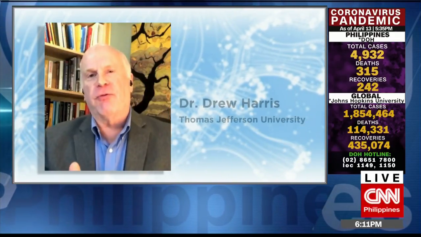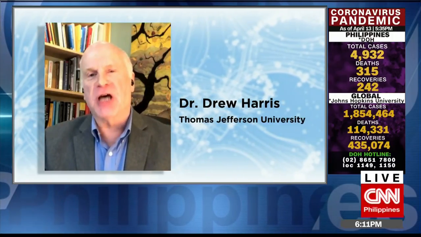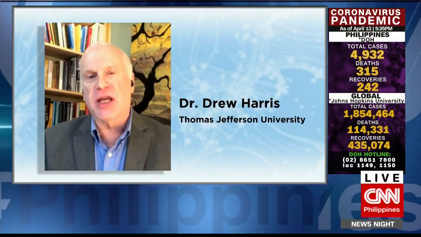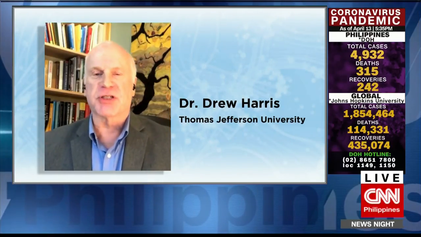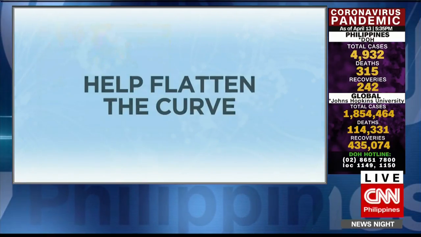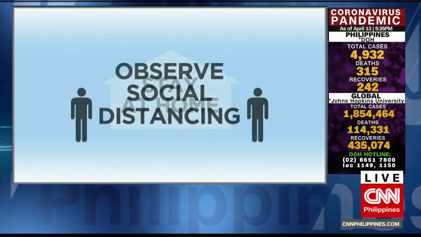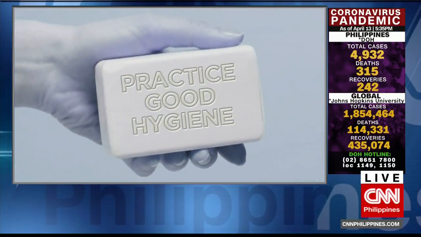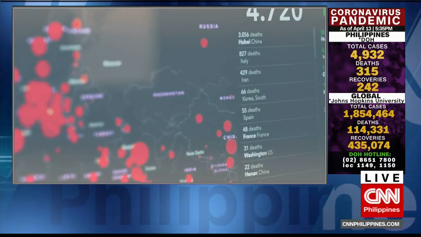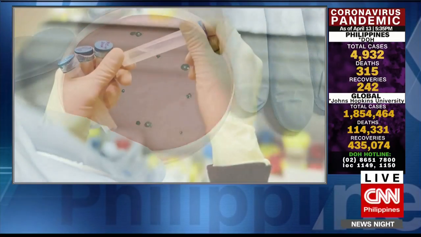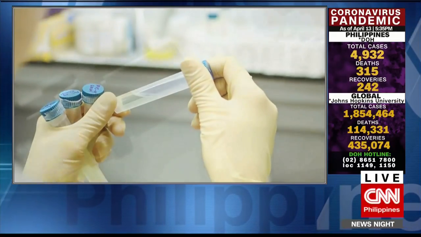The reason for flattening the curve is that it buys you time, and time is the most precious commodity that you can have so you can identify those who are sick with the disease. So yes, we do need to do our part to help flatten the curve by staying home, observing social distancing, and practicing good hygiene. That way, we can stop the spread of the disease, and healthcare systems around the world are better able to manage coronavirus cases.